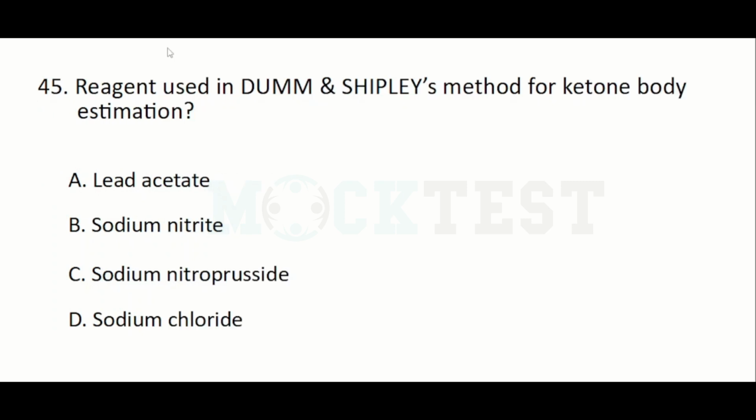Reagent used in drum and strip method for ketone body estimation: option A, lead acetate. Option B, sodium nitrite. Option C, sodium nitroprusside. Option D, sodium chloride. The answer is option C, sodium nitroprusside. Reagent used in drum and strip method for ketone body estimation is sodium nitroprusside.